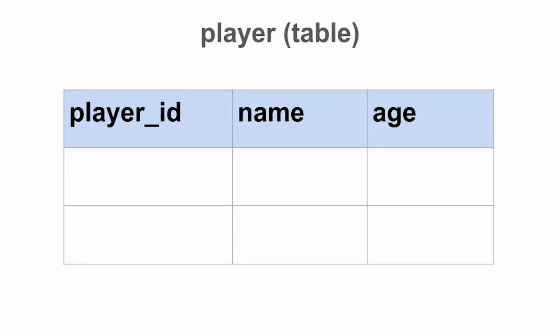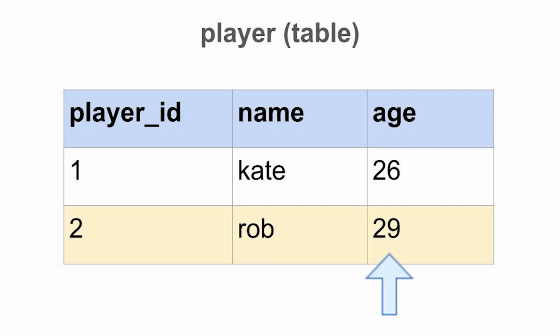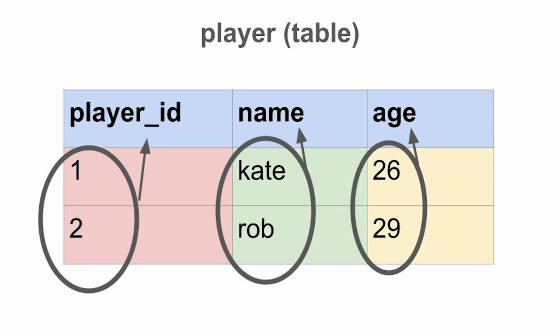Each row will represent a player. For the first player, let's give her an identification number of 1, the name Kate, and the age of 26. For the second player, let's give him an identification number of 2, the name Rob, and the age of 29. Each row in a table is called a tuple. Think of a tuple as an ordered list of values, where each value corresponds to a specific attribute.